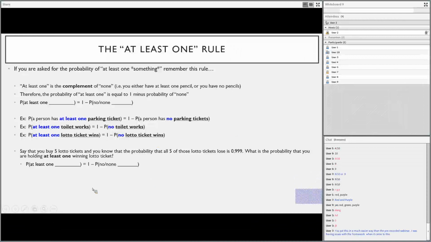Let's see. So again, we have this formula, right? Yeah, it's pretty close, Amber.